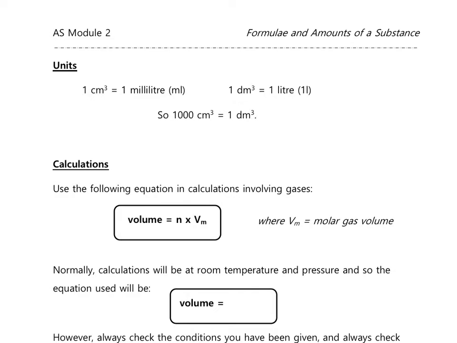So first of all, a reminder that 1 centimeter cubed is equal to 1 milliliter. You should also be aware that 1 decimeter cubed is equal to a litre. And so what we know then, if there's 1,000 millilitres in a litre, that means there's 1,000 centimeters cubed in 1 decimeter cubed. That's all things that you should be familiar with from our titrations topic, for example, but that applies to volumes of gases as well.